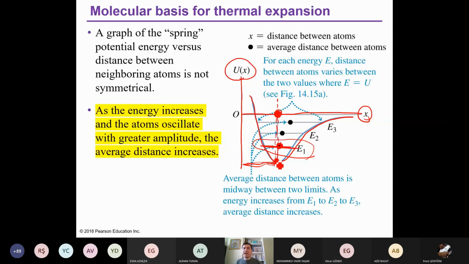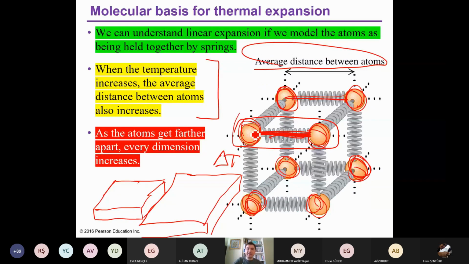And if you increase the energy of the system, if you increase the temperature of the system, then the average distance will be like this. And if you further increase the temperature, the average distance will be like this. If you further increase the energy, then this is the average distance between the atoms. So what will happen? This average distance will increase, then in total, the material will expand. This is the explanation of thermal expansion on a molecular basis.